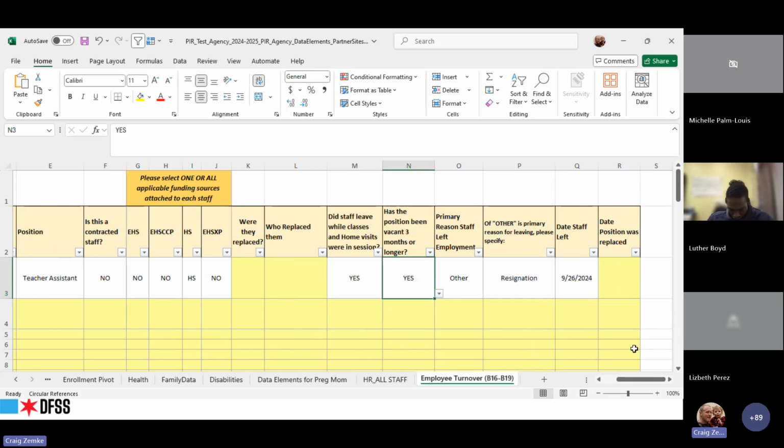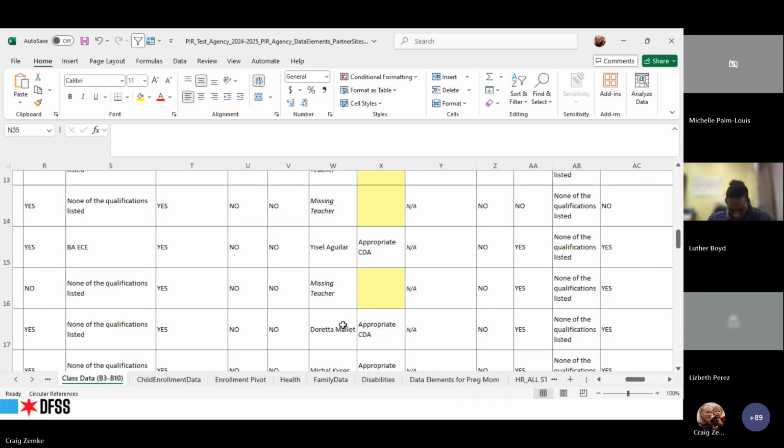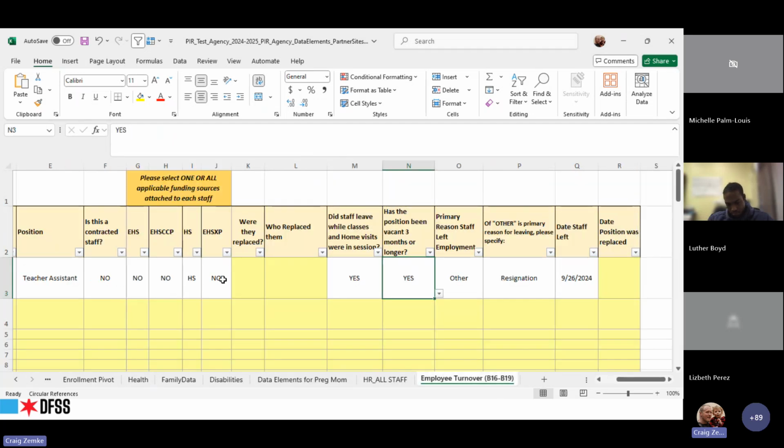But don't take them out of the class tab and put vacant, because then what are we going to do? We can't finish the report. So they need to stay here until they're replaced, and you will go to this different tab here, and this is where you will note that they left, when they left, why they left, and whether they've been replaced.